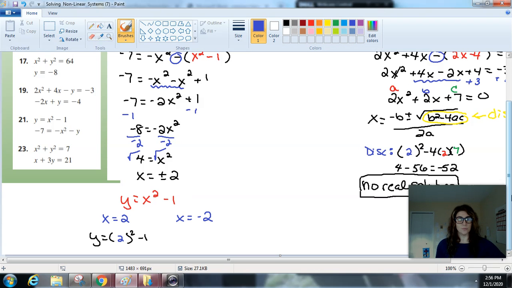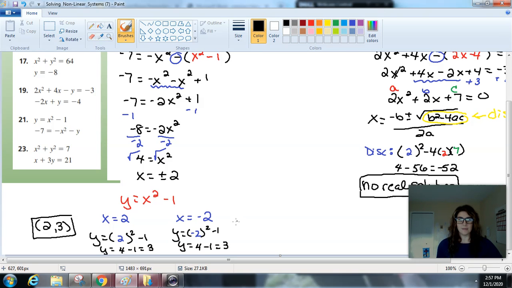And solve. So y equals 2 squared minus 1. Well, 2 squared is 4. 4 minus 1 is 3. So I have the ordered pair 2, 3. And then I'm going to do the same thing on this side with a negative 2. Well, negative 2 squared is also 4. 4 minus 1 is still 3. But I have the ordered pair negative 2, 3 at this point.